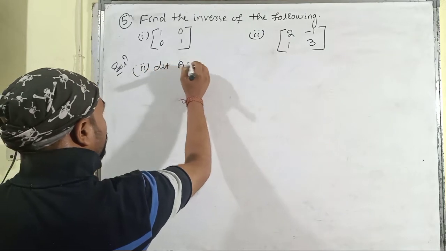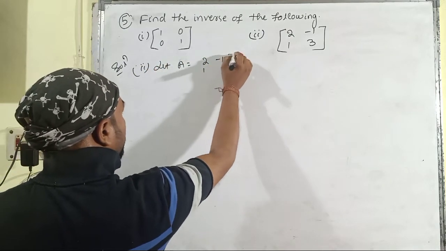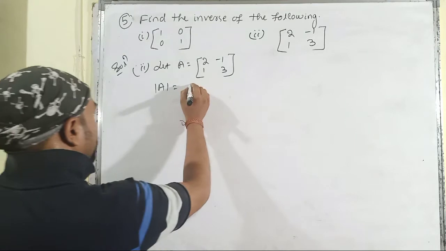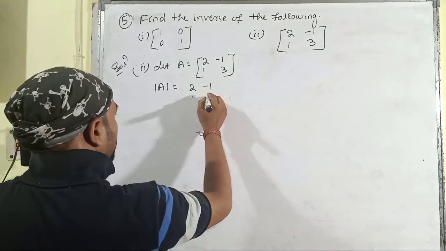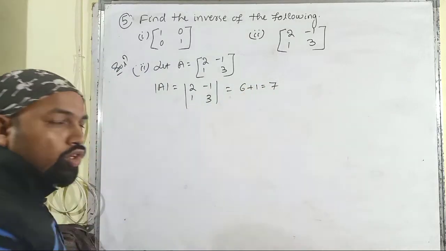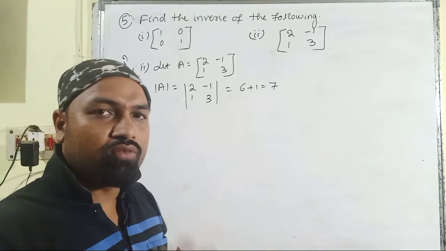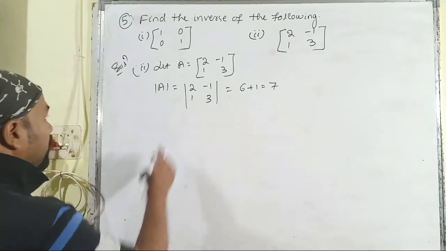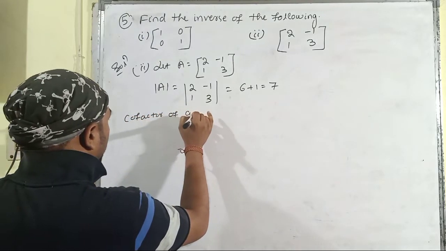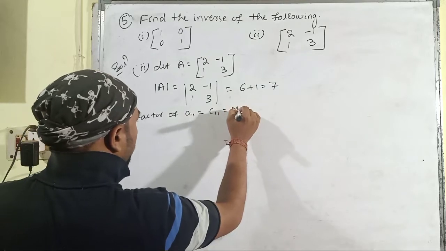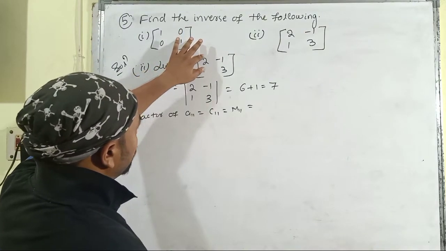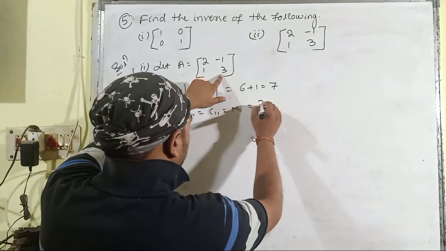First of all, let us consider this matrix as A, [2 -1; 1 3]. Then first of all we have to derive the determinant of A, that is equal to the determinant of [2 -1; 1 3]. Then it is 6 plus 1, which is equal to 7, which is not equal to 0. That means inverse can be found in the following manner. So cofactor of A11 is equal to C11, which is also equal to M11. This is the element A11, and its minor will be the opposite corner value, that is equal to 3.